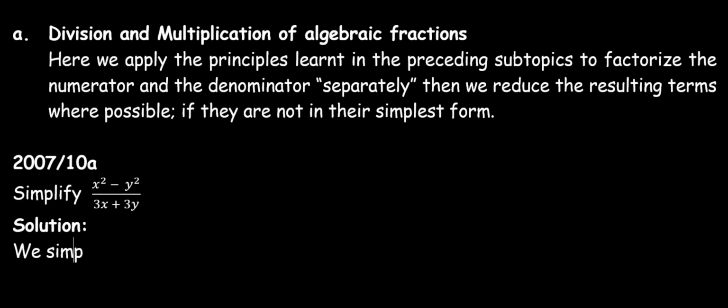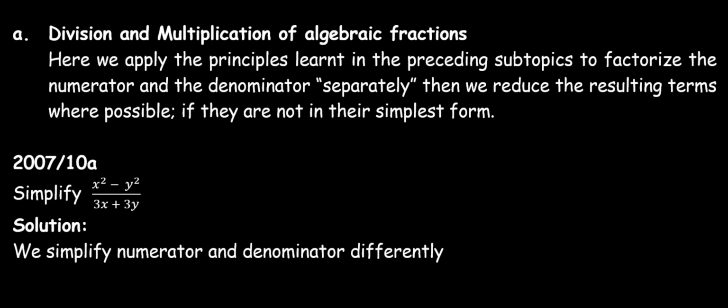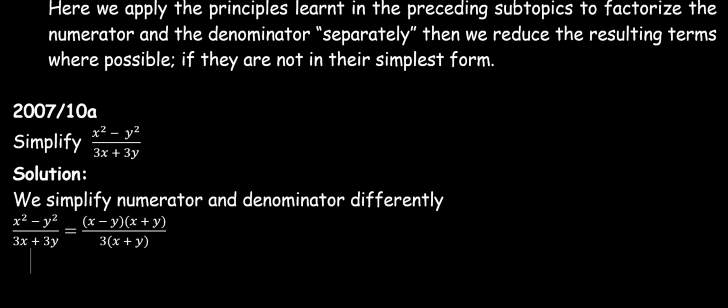We simplify numerator and denominator differently, as now have our problem, which is x squared minus y squared divided by 3x plus 3y will be equal to x minus y, bracket open and close, times x plus y, knowing that the numerator is a difference of two squares. So you just factor out 3 at the denominator, you will be left with x plus y. From here, if you observe carefully, you see that two terms will cancel out. x plus y at the numerator and denominator will cancel out. I'll be left with x minus y at the numerator divided by 3. That is how far we are expected to go.